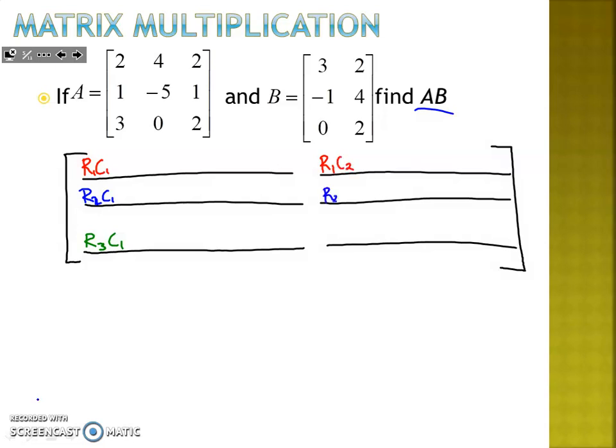If I go over to the other side, this one's row 1, column 2. This one's row 2, column 2. This one is row 3, column 2. Okay, this is telling us what we need to multiply together to find these. This is telling us what we need to multiply together to find these.